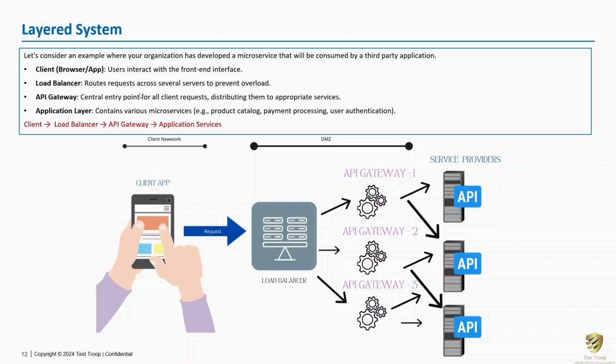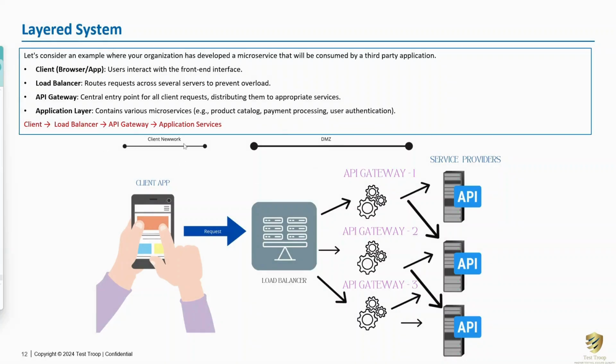Let us understand the layered system better with an example. Let us consider an example where your organization has developed a microservice. A microservice is nothing but an API which is hosted on multiple servers to improve the availability. That will be consumed by a third party application. Here a third party company has developed an application which uses the microservices from your organization.